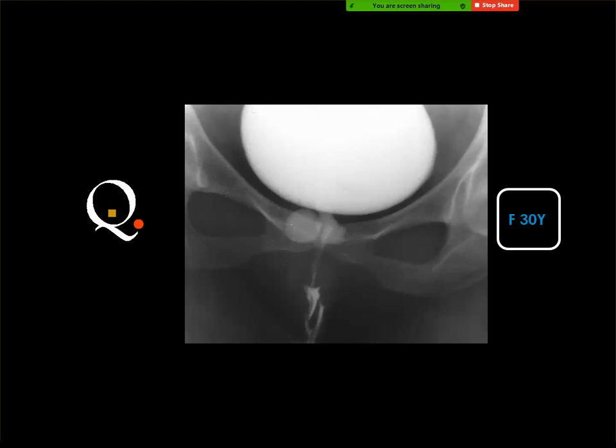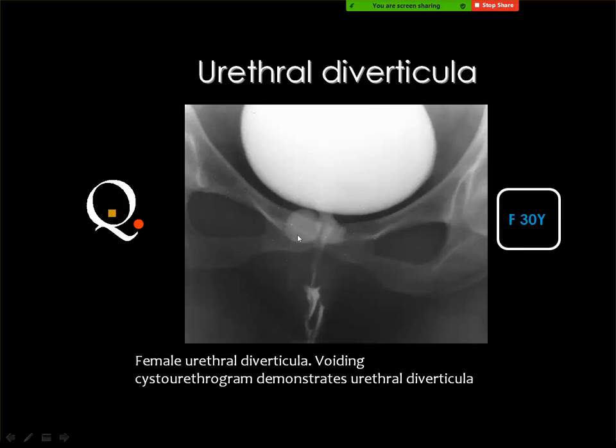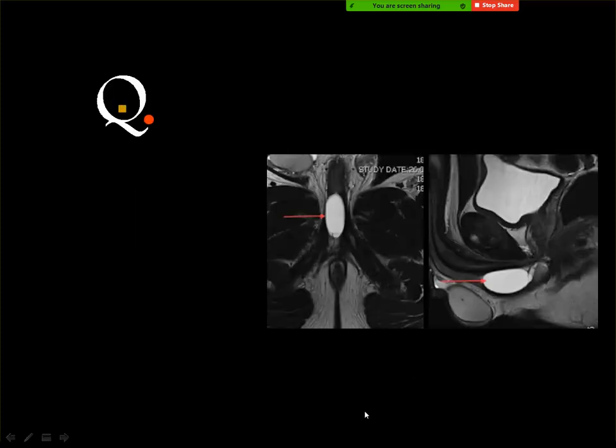Urethral diverticulum. Yes, and this is female urethra with a diverticulum, which of course is uncommon, but you can see it sometimes in clinical practice.